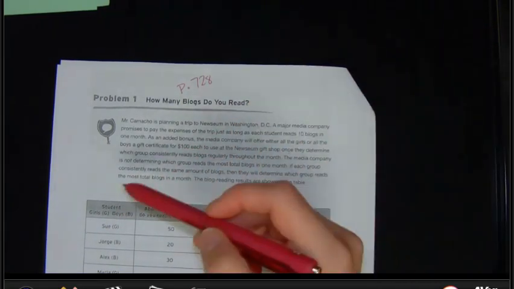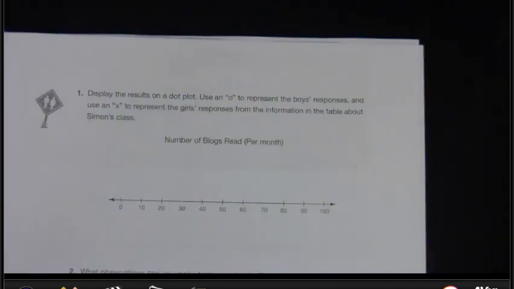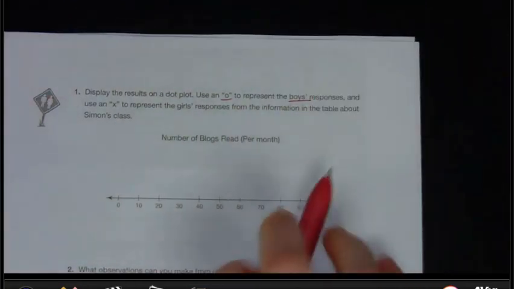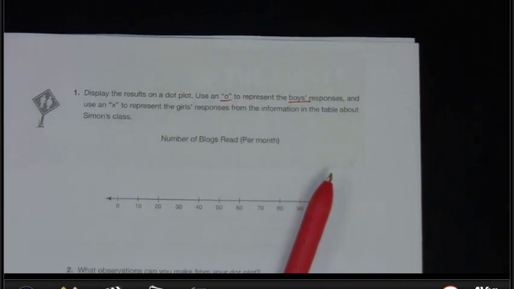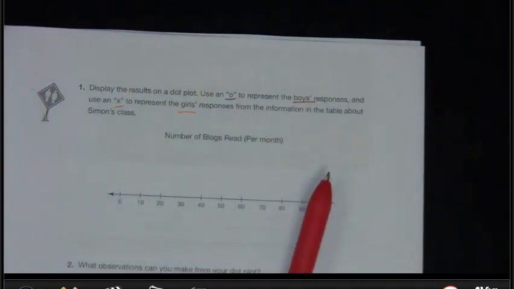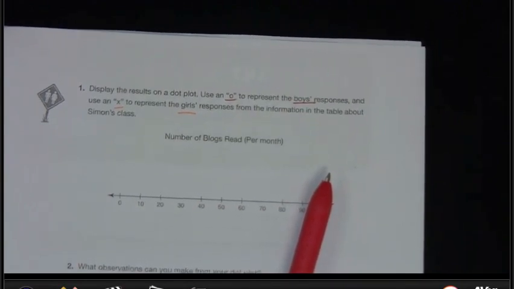G stands for girls, B stands for boys, and I have my set of students below. Looking at the next problem: display the results on a dot plot. Use O's to represent the boys and X to represent the girls. I'm going to use a different color here, so let's go orange. I'm going to use O's to represent boys and X to represent the girls.